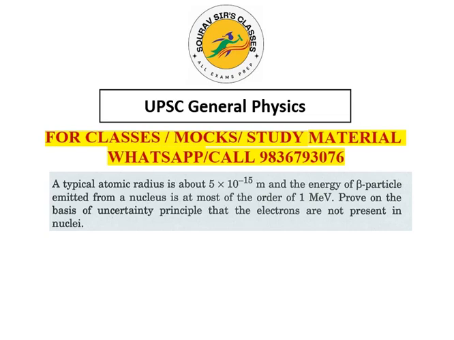Let us solve one problem from quantum physics. The problem states that a typical nuclear radius is about 5 × 10^-15 meter, and the energy of a beta particle emitted from a nucleus is at most of the order of 1 MeV. Prove on the basis of the uncertainty principle that electrons are not present in nuclei, right?